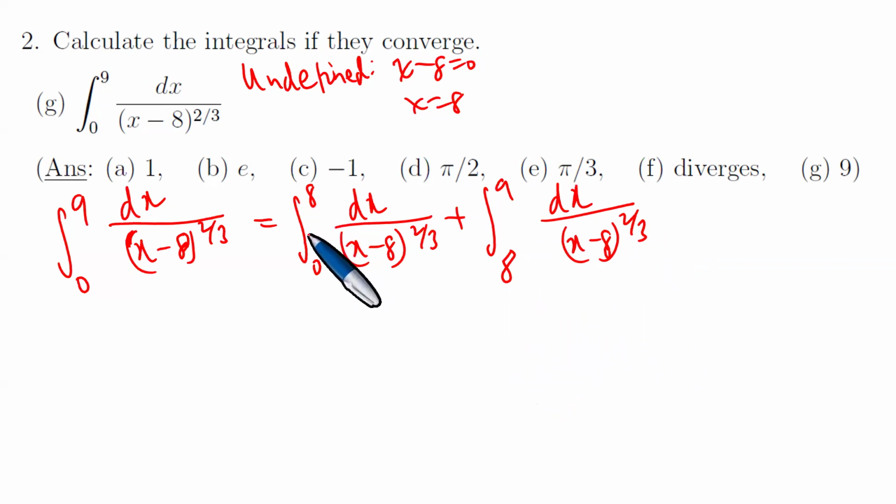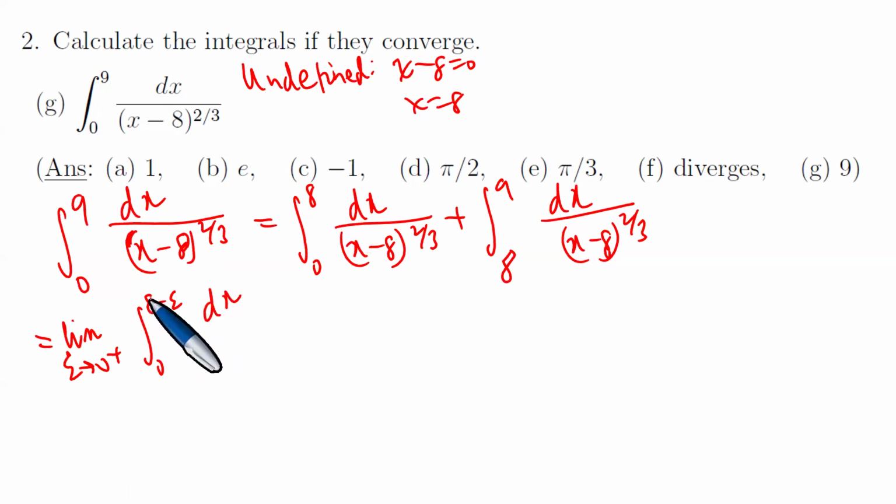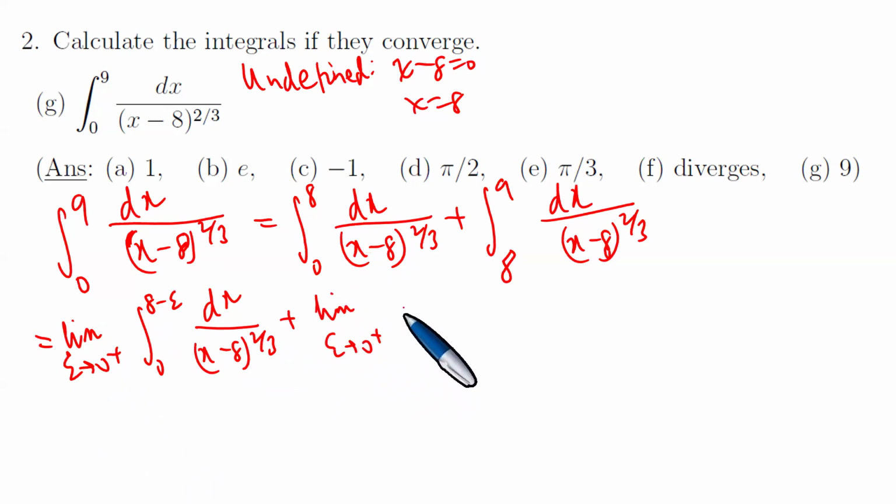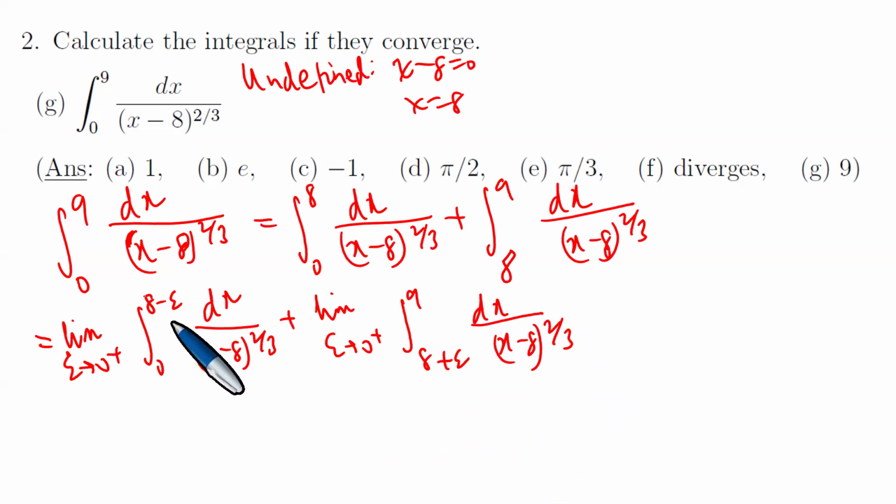Now, because the 8 here is the largest limit of integration, you must subtract from it. Take the limit as epsilon approaches 0 from the right, which is 8 minus epsilon, x minus 8. Now, this one is the smallest one, so you must add epsilon, which is x minus 8 to the power 2/3. So you add to the bottom one and then you subtract from the top one. Because you always add to the lower limit of integration, but you always subtract from the upper limit of integration.